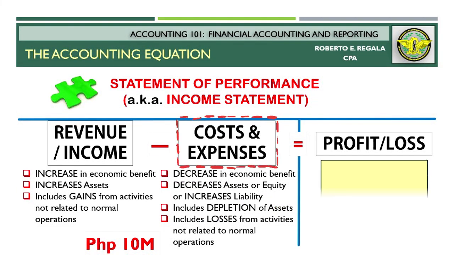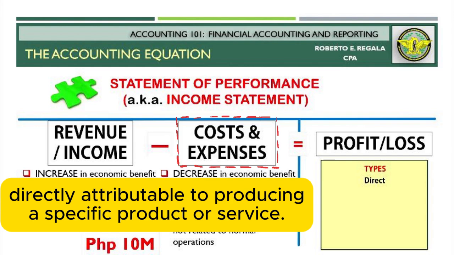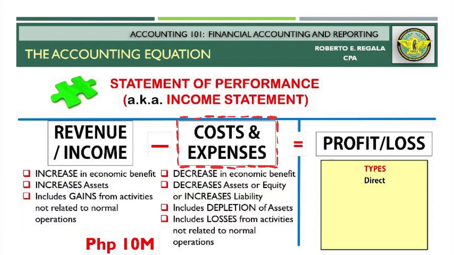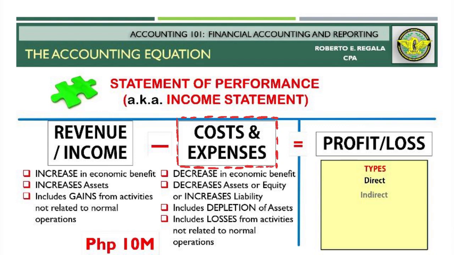The different types of cost include: 1. Direct costs. These are costs directly attributable to producing a specific product or service. Examples are raw materials and direct labor, such as the wages for workers in a factory producing the goods. 2. Indirect costs. These are costs not directly traceable to a specific product or service, but necessary for operations. Examples are rent for factory, shop or office space, and utilities such as water and electricity.